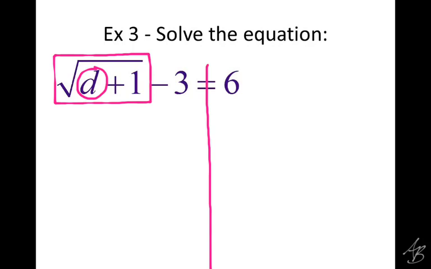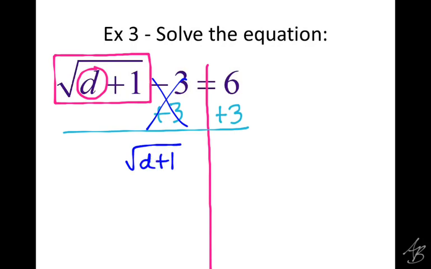Now, before I can get rid of the square root this time, I'm going to have to get the square root by itself. So that means I have to get rid of what? I need to get rid of that minus 3. I cannot get rid of the square root by squaring it yet because it's not by itself. So I'm going to get rid of the minus 3 by adding 3. Do that on both sides. And the minus 3 and the plus 3 on the left side cancel each other out, which leaves what? The square root of d plus 1. And on the right side, 6 plus 3 is 9.